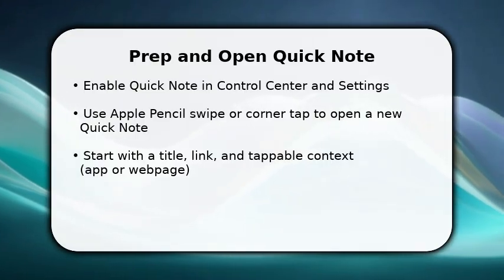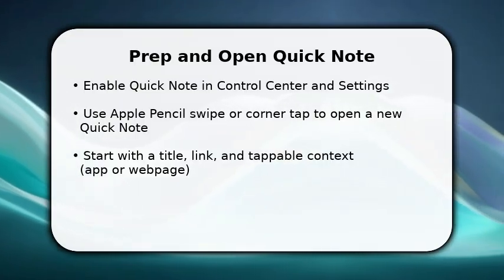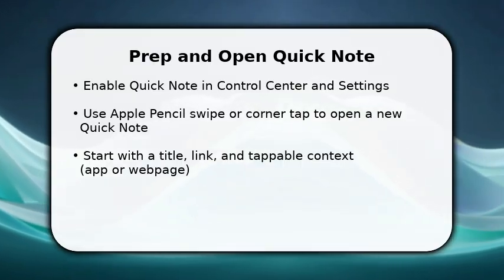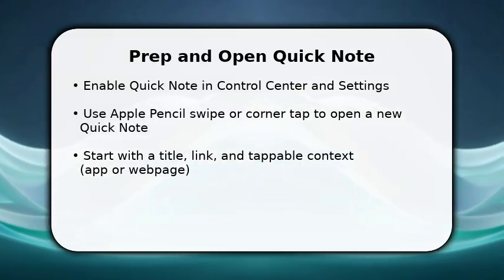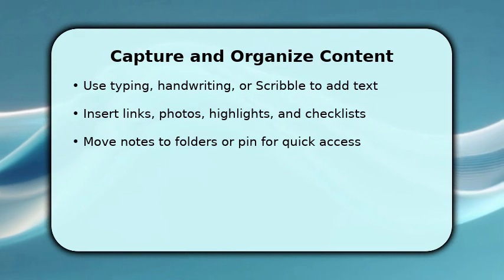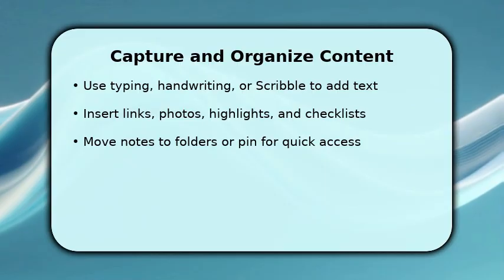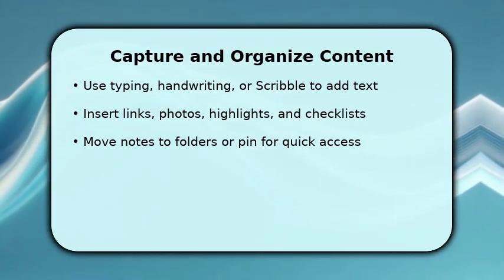Make sure the note captures the current app link automatically. This creates tappable context so you can return to the source quickly and avoid losing where you started. Once your quick note is open, add content using the keyboard, handwriting, or scribble. This gives you flexible input depending on speed and precision.